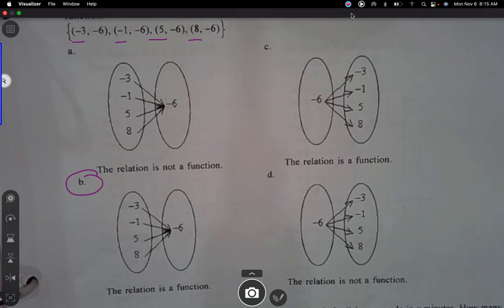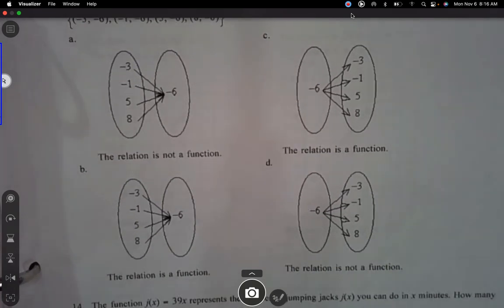How was that? Pretty good. Okay, and that's kind of what it was over on Friday. Is it a function or not? All of your stuff should be done by tomorrow. Hopefully, even your tests. All right, then number 14.